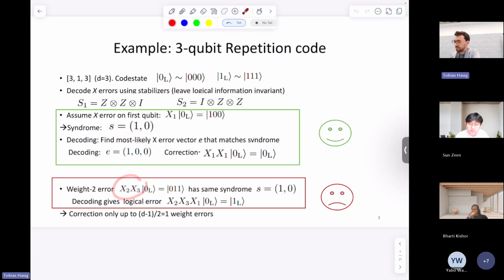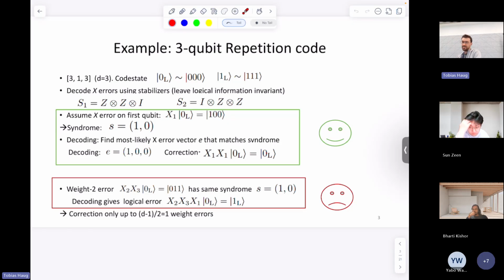So higher weight errors, let's say we have an error on the second and third qubits. For this error, the correction operation would tell you the most likely error is actually an error on the first qubit. So when you apply the corresponding correction operation, this would look like x2, x3 from the error plus x1 from the correction. This will transform your 0 logical state into the 1 logical state. Basically, you get a flip where there's not supposed to be a flip. Initially you were supposed to be in the 0 logical state, but after the error and your wrong correction, you end up in the 1 logical state. So this means you have made a logical error, which is bad.